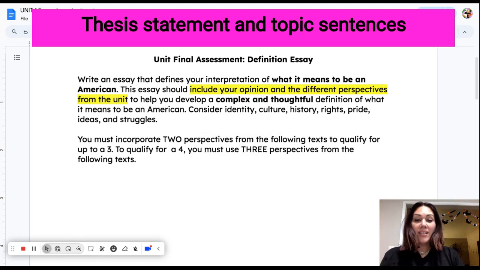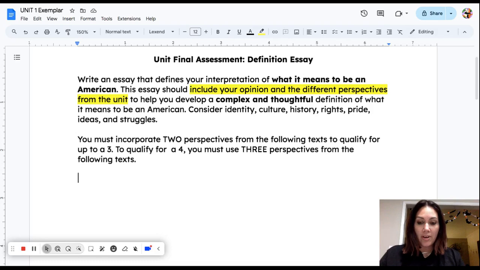Okay, so this is going to give you two things: how to write a thesis statement using the writing prompt, and how to use your reasons for your topic sentences for your paragraphs. So let's start with the writing prompt. Write an essay that defines your interpretation of what it means to be an American. That's it. That's the writing prompt.